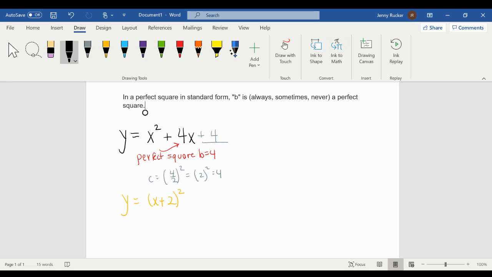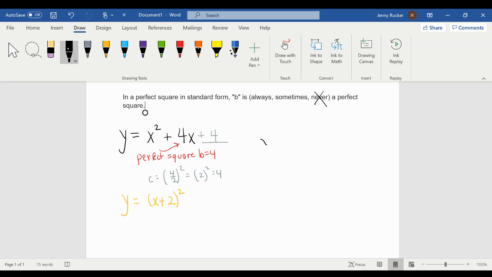So I'm thinking sometimes or always. I think I've eliminated never, because we just gave an example where b was a perfect square of 4, and it turned into a perfect square. We have a perfect square with x squared plus 4x plus 4, which is equivalent to x plus 2 squared.